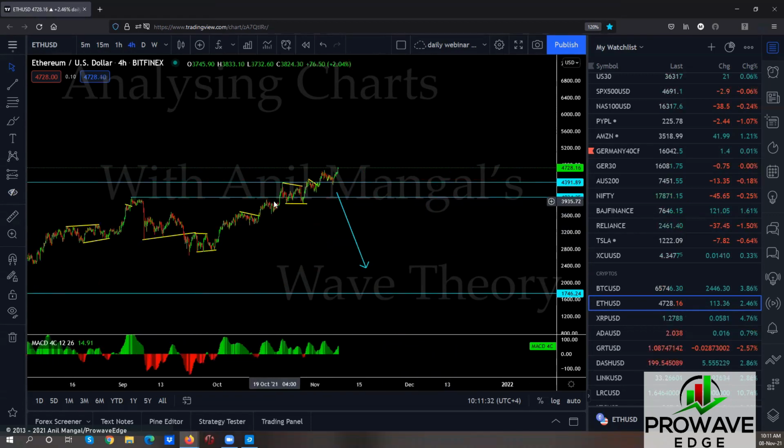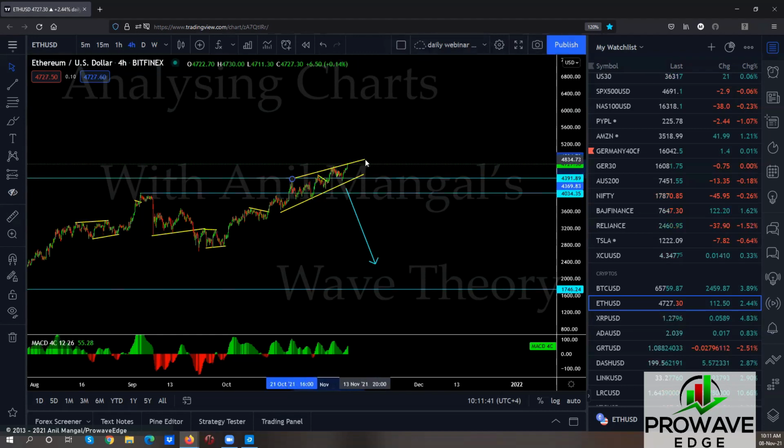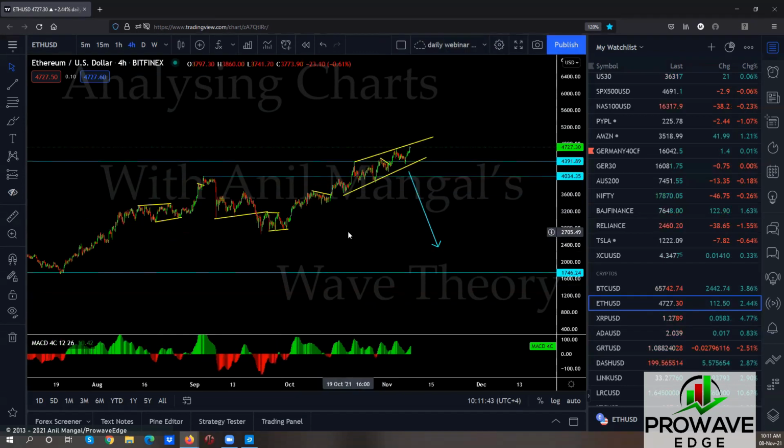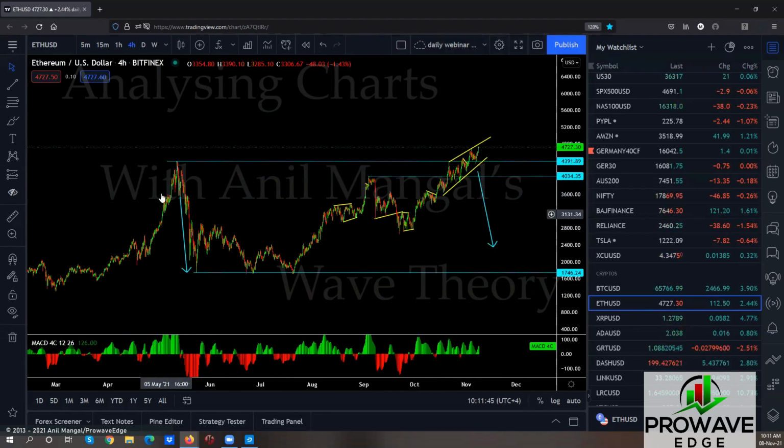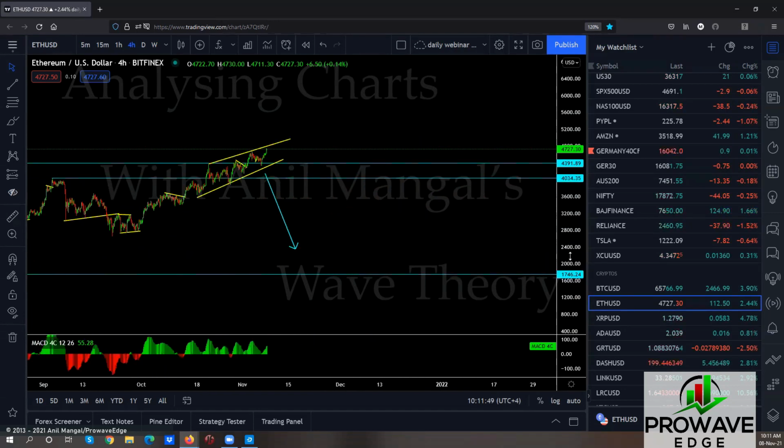So at some point, all of that will come back for a deeper correction like this. We don't have any setup for that for now.